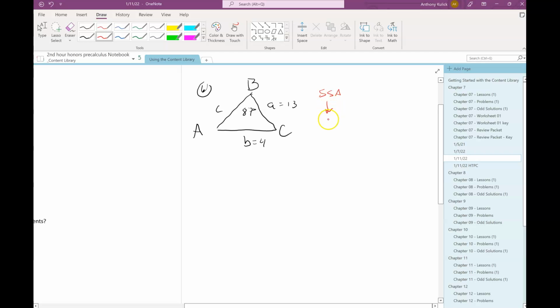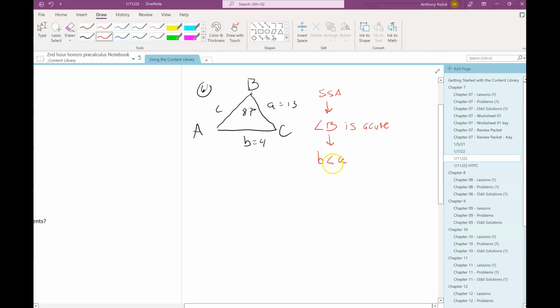So the first thing we need to check in the SSA case is the size of that angle that's given. Is that angle acute, right, or obtuse? So in the acute angle situation, we can have 0, 1, or 2 triangles still possible. What we need to check is the relationship between the side opposite the given angle, that's B, and the other side that's given, that's A. So is B smaller than A, equal to A, or bigger than A?